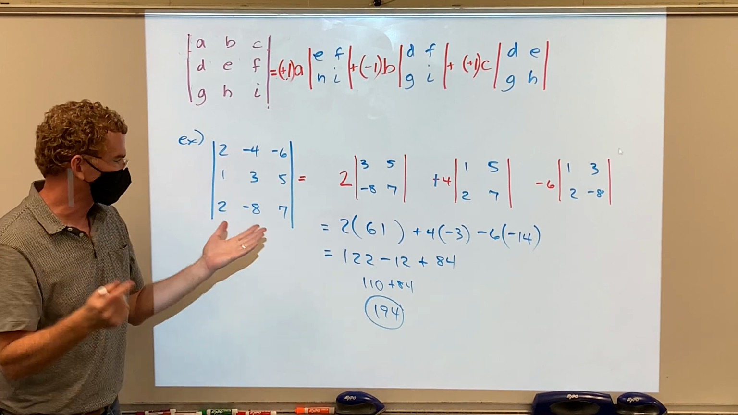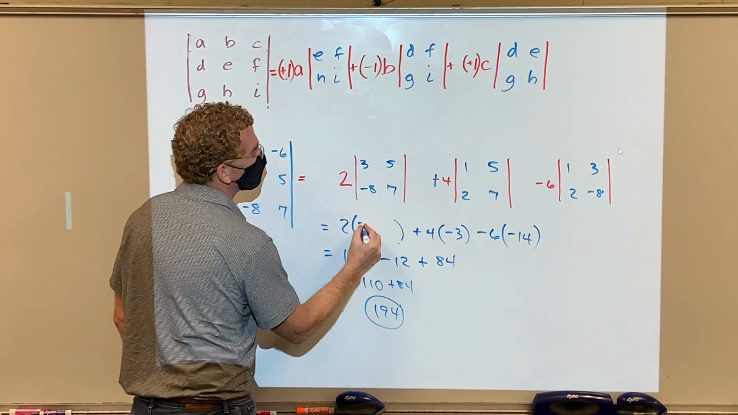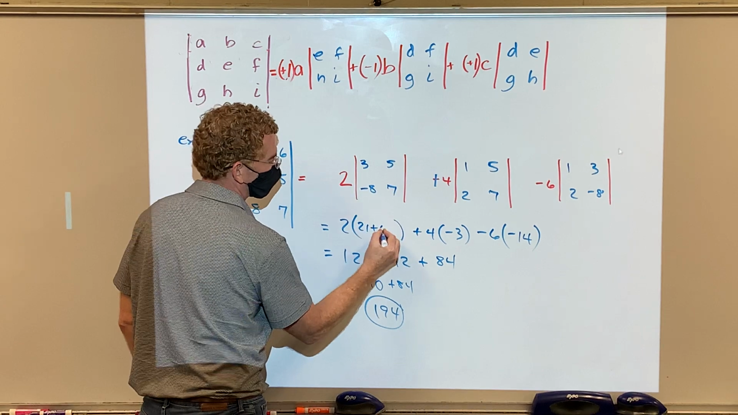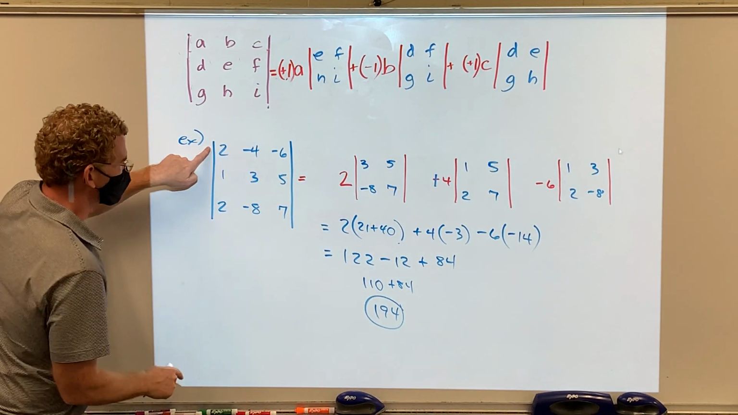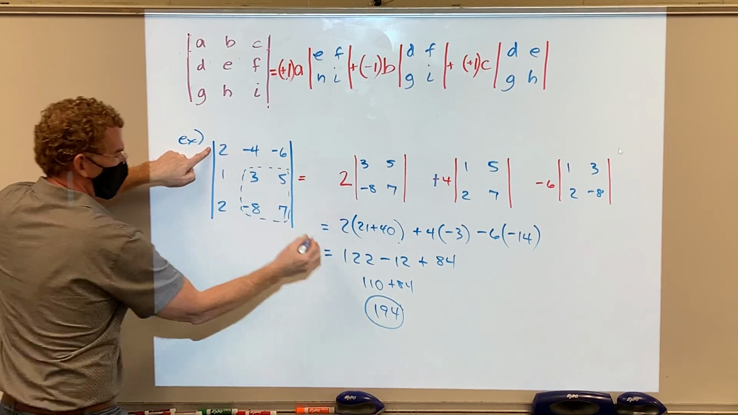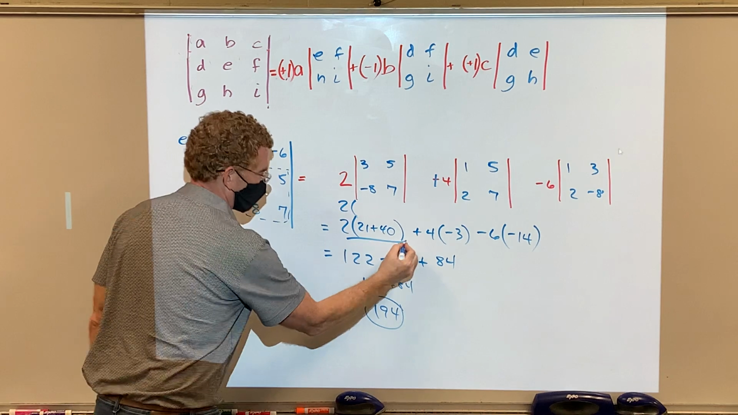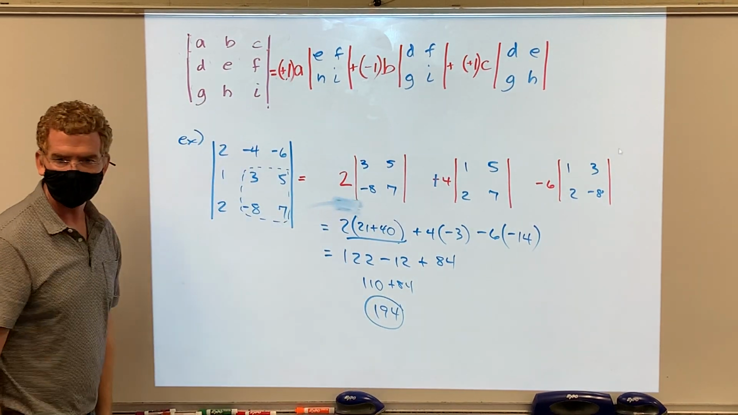Or at the very minimum, instead of writing 61, you might say 2 times 21 plus a 40. Check it out. 2 times its minor. I can visualize that's the minor. So I can say 2 times 21 plus 40. Bam. I just jumped there.